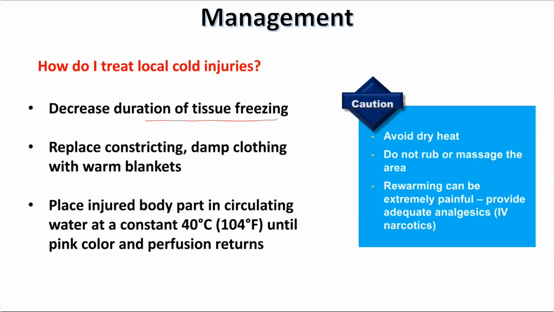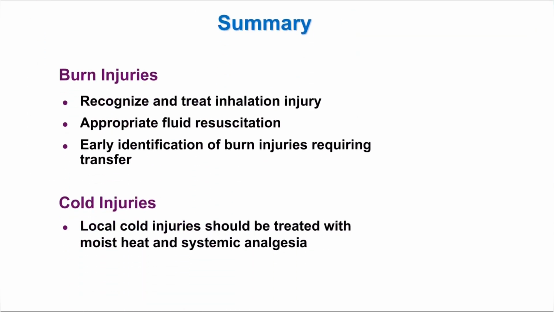How do I treat a local cold injury? Decrease the duration of tissue freezing, remove any damp or constricting clothing, and replace it with a warm blanket. Place the injured body part in circulating water with a constant temperature of about 40 degrees centigrade until pink color and perfusion return. Of course, it should be wet rewarming. Please avoid dry heat, and also do not rub or massage the area, because it may lead to more tissue damage. And also rewarming can be extremely painful, so you have to provide adequate analgesia by intravenous route.